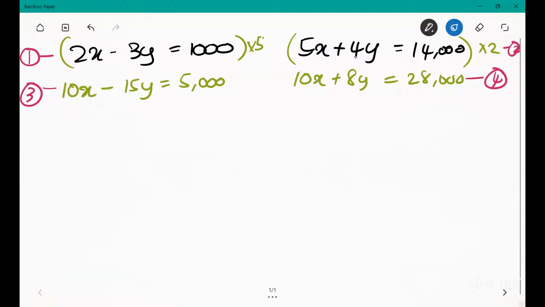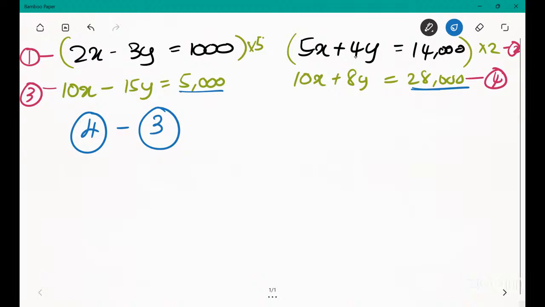Okay, so then the next thing that you have to check is which side has the bigger number. Here you can see 28,000 and 5,000. Obviously, 28,000 is larger. So you subtract the smaller one from the bigger one. Here you can see both are positive, so only when I subtract, it will get cancelled. You always look at the bigger one minus the small one. So you're going to write equation 4 minus equation 3.